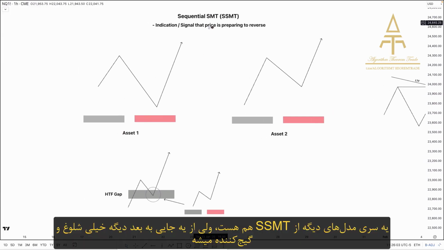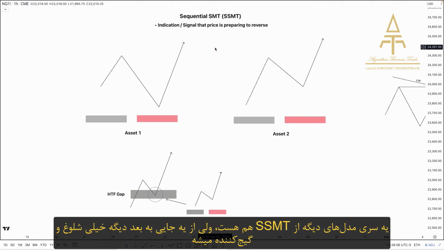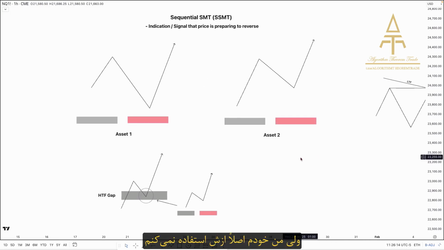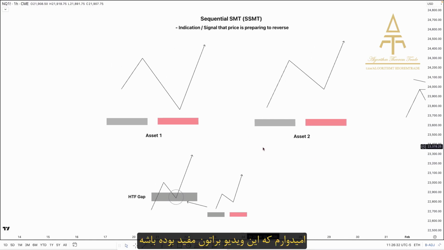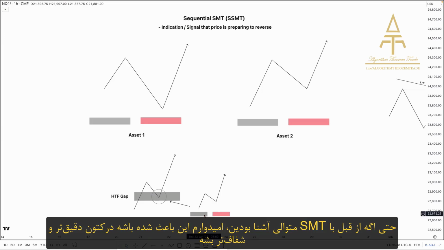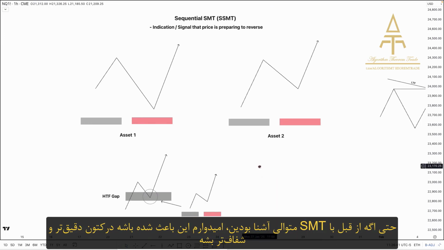There are also other types of sequential SMT, but at a certain point, there begins to be too much noise. So things like hidden sequential SMT is not something that I use, so I will not be covering it in this video. If you choose to use it, then by all means go for it, but this is not something that I found success with, so I will not be sharing or explaining it. I really hope that this video is helpful, and even if you already understand sequential SMT, I hope this refined your understanding.